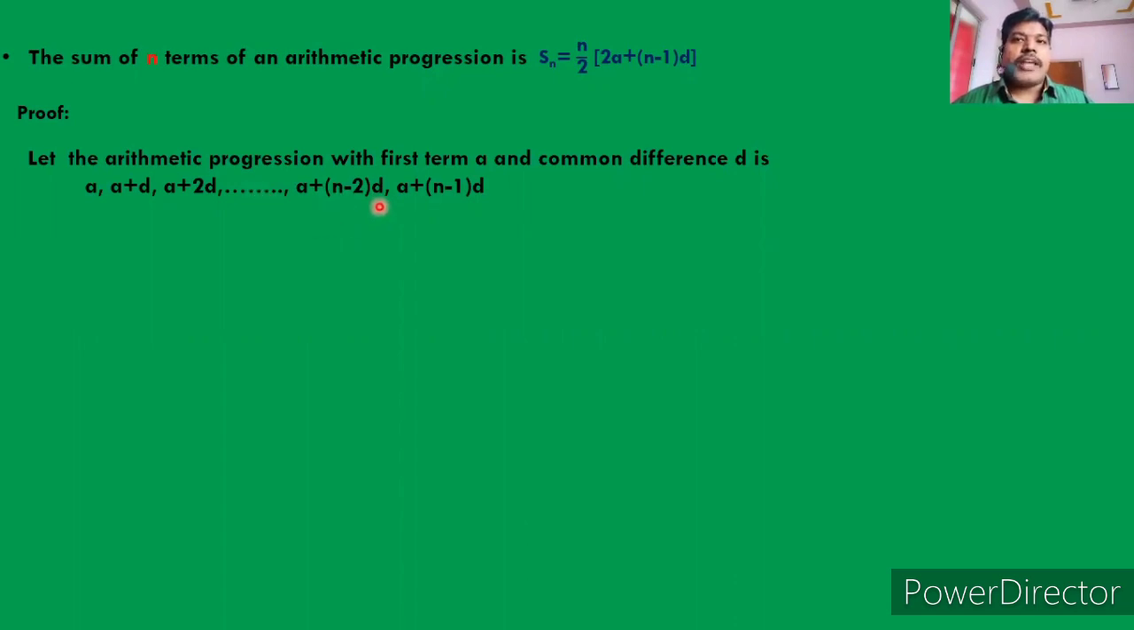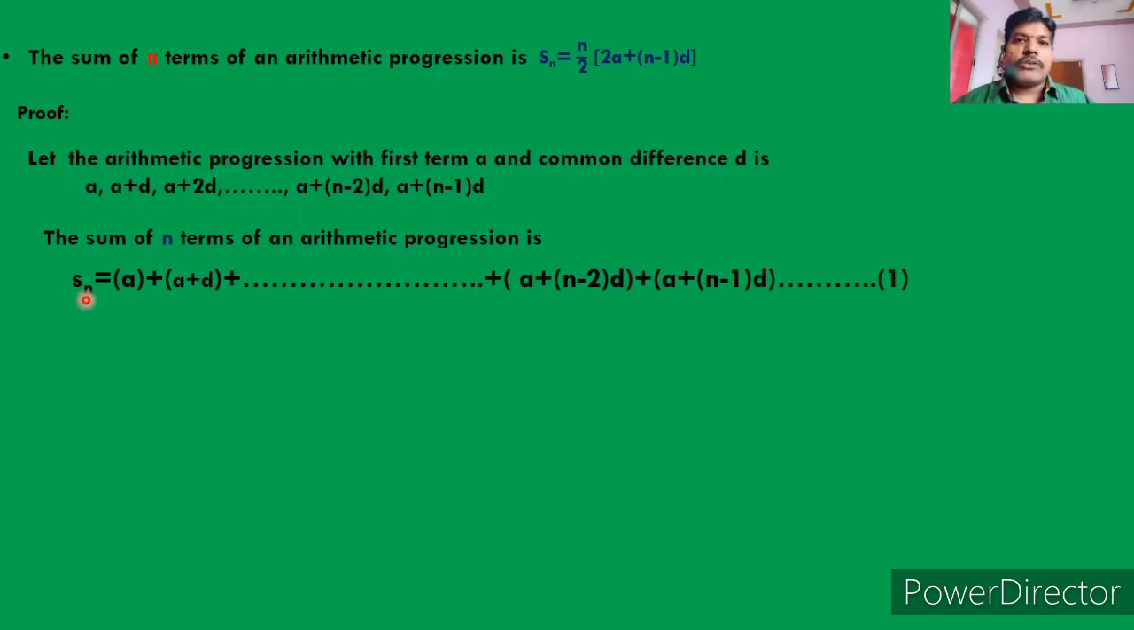For our convenience I have taken the n minus 1th term also, which is a plus n minus 2 into d. What is the question asking? You have to take the sum. So I am taking the sum of n terms of the arithmetic progression as Sn is equal to a, a plus d, and so on, up to the last two terms, a plus n minus 2 into d and a plus n minus 1 into d. This is the sum of the first n terms in the arithmetic progression.